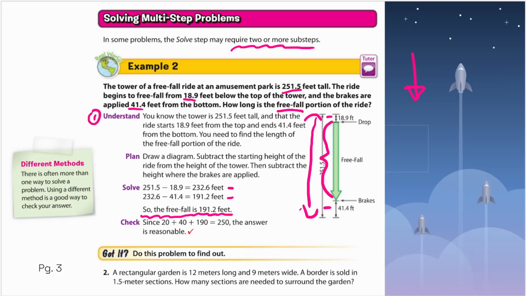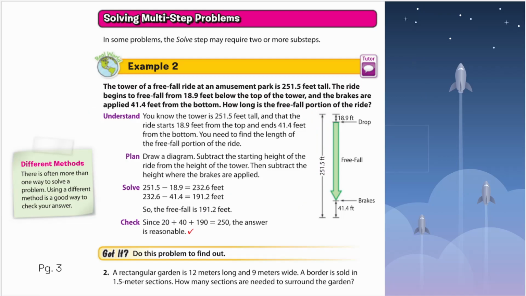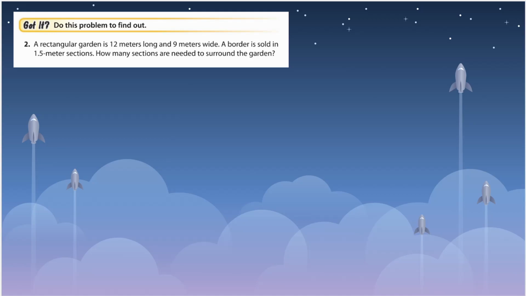So let's take a look at the next Got It question. A rectangular garden is 12 meters long and 9 meters wide. A border is sold in 1.5 meter sections. A border is something that goes around the edge of the shape. How many sections are needed to surround the garden?